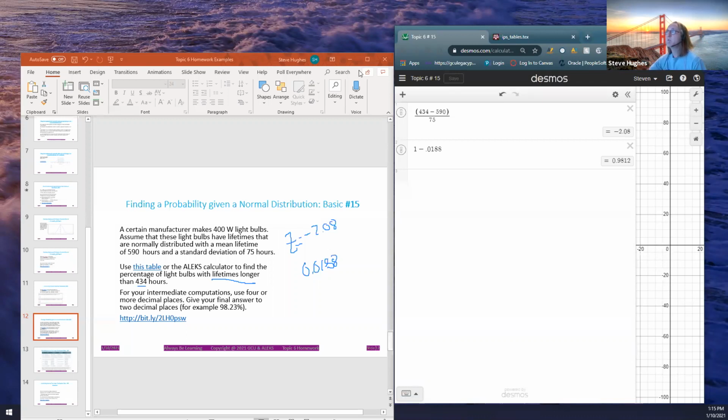That tells me right away that the percentage of light bulbs with a lifetime longer than 434 hours, with the answer given to 2 decimal places, is 98.12%. Obviously, 434 is way below the mean, and 50% of the light bulbs have a lifetime greater than 590. Therefore, 98.12% have a lifetime greater than 434 hours. All right, very good. Thank you, everybody.